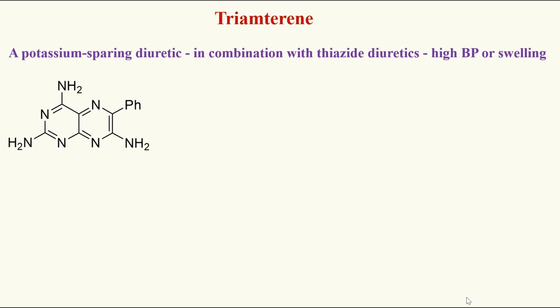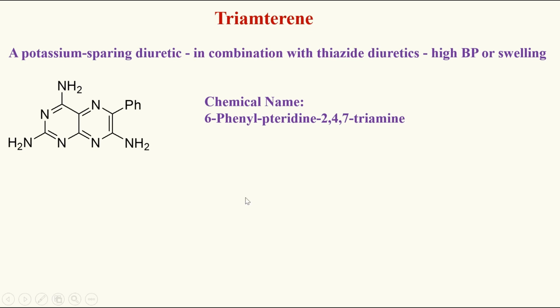It's basically a pteridine ring system. The pteridine ring system is a pyrimidine ring system, pyrimidine being a benzene ring system with two nitrogens at 1 and 3 position, fused with a pyrazine ring system, a benzene ring system with two nitrogens at 1 and 4 position. Pyrazino-pyrimidines, they are called pteridines.